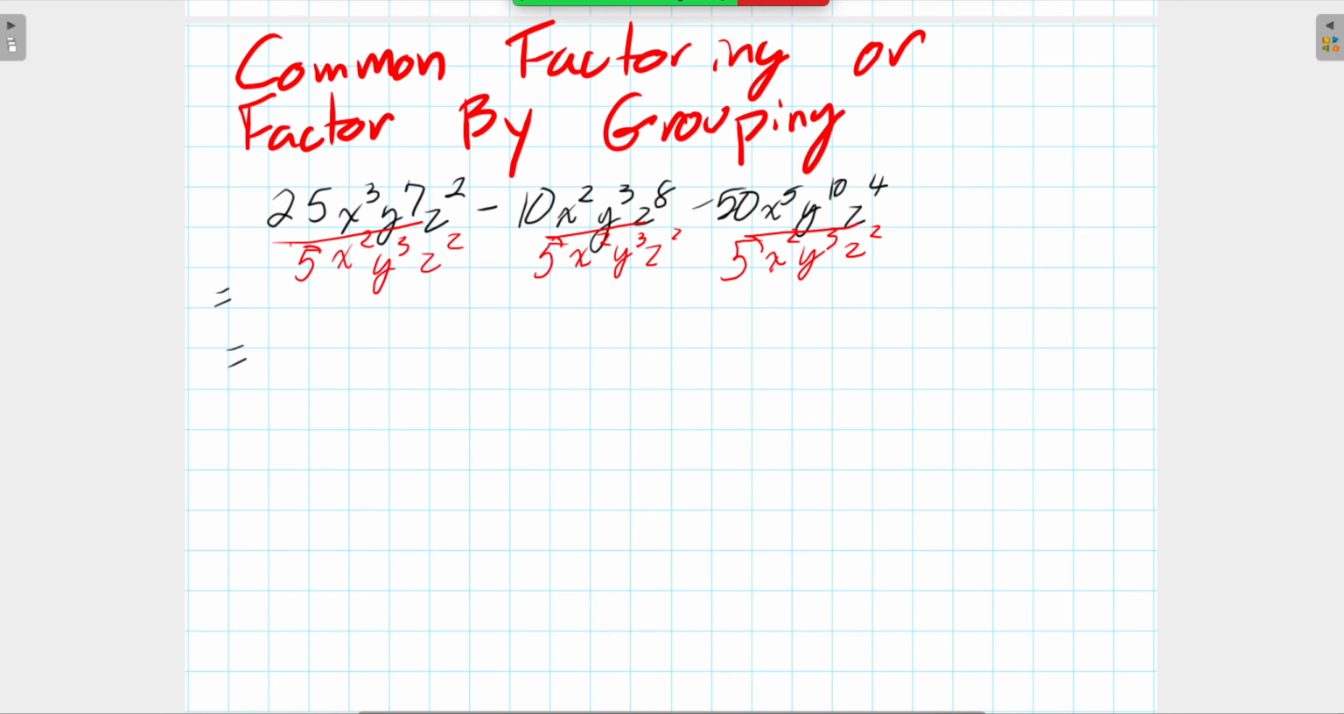So let's write our common factor: y cubed and z squared. That's our common factor. Okay, 25 divided by 5 gives us 5. There we go. Sorry, Nathan.